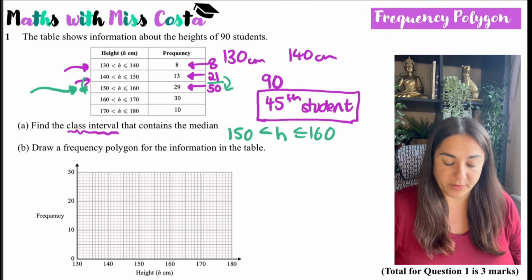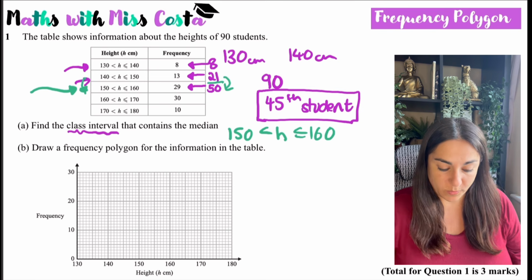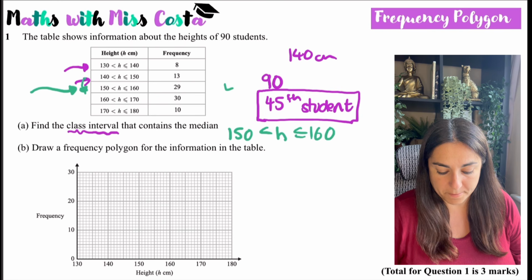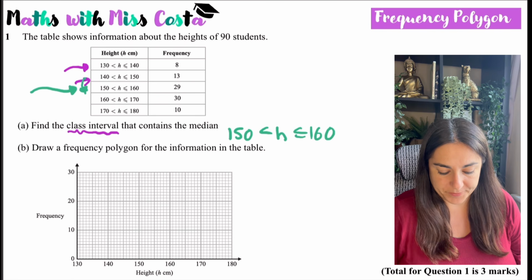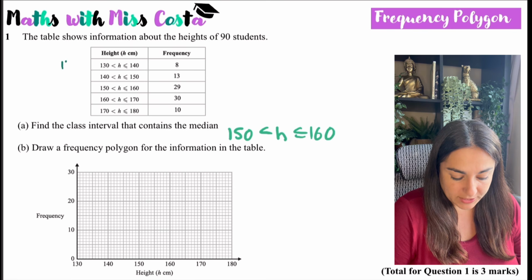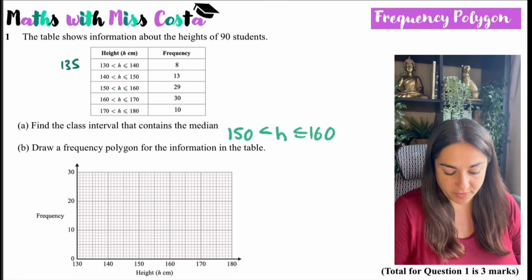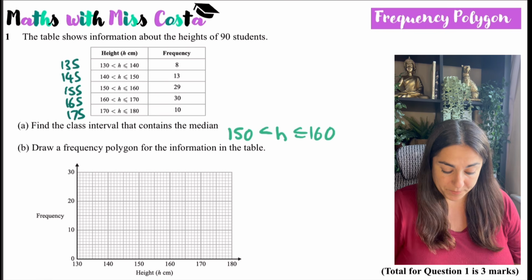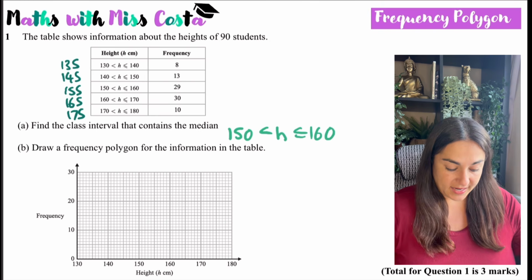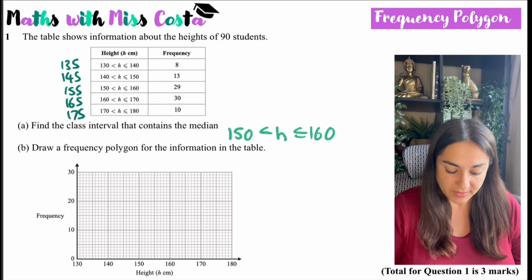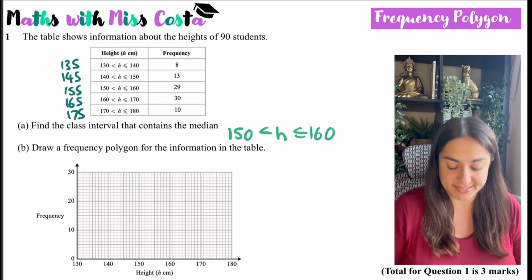Then I'm asked to draw a frequency polygon for the information. Now the way that we sketch a frequency polygon is by figuring out what the midpoint of the class interval is. So we're always going to use the midpoint. So here it will be 135, here it would be 145, 155, 165, 175. So my x-axis is going to be the midpoint of each class interval, and the frequency is going to be whatever it says in the table.